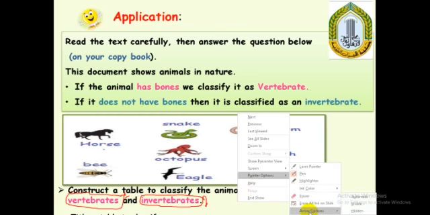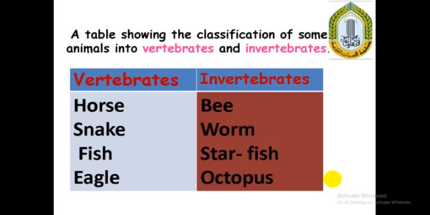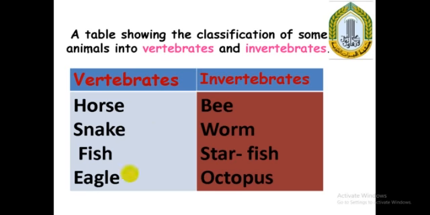No, excellent. And why is that? It's because we need to classify. Excellent. So here, as you can see, we have a column for the vertebrates and a column for the invertebrates. The vertebrates are horse, snake, fish, eagle, and the invertebrates are bee, worm, starfish, and octopus.